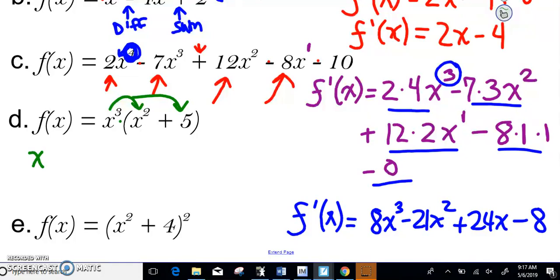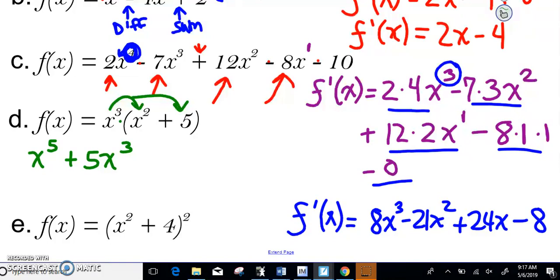Whenever you multiply numbers, or multiply exponents, whenever you're multiplying terms with the same base, you add the exponents. So that means this will be 5. This will be 5x cubed.